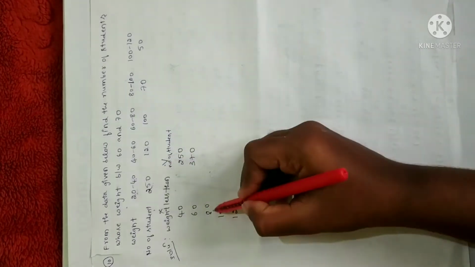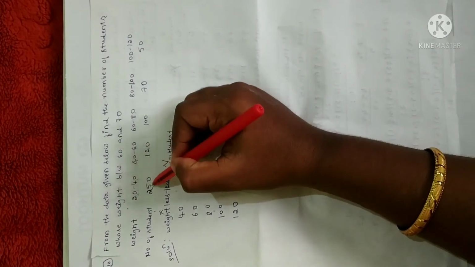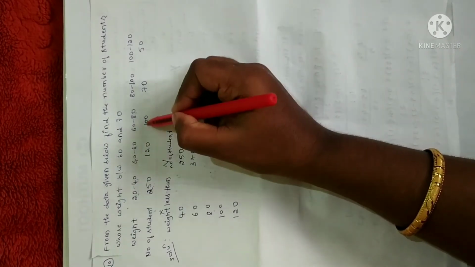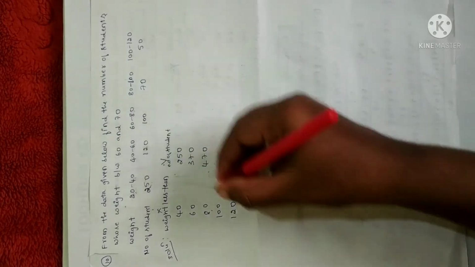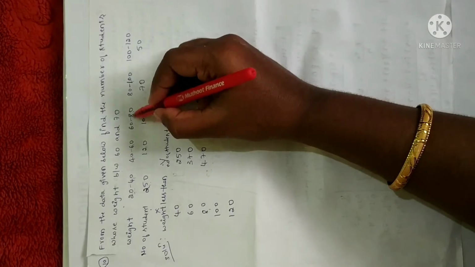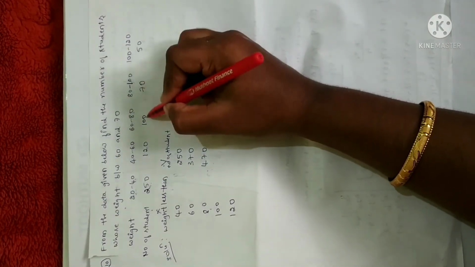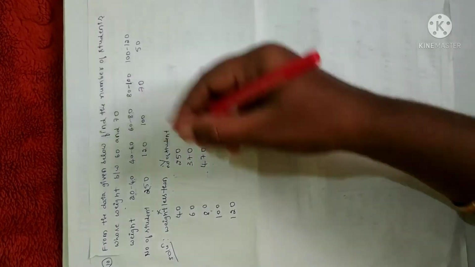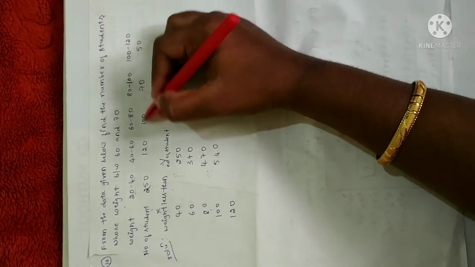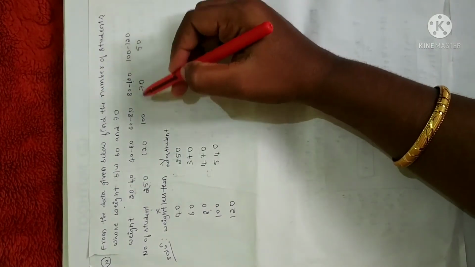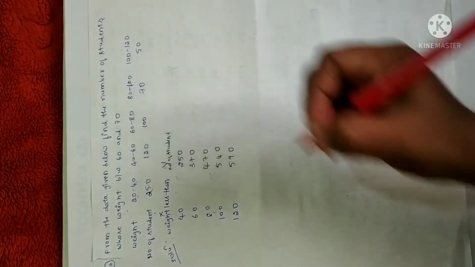Next, less than 80. Less than 80 in the sense 60 is also less than 80, 40 is also less than 80. So you have to add all these three values, 100 plus 120 plus 250. It will give you 470. Similarly, less than 100 in the sense all the 80 value, 60 value, 40 value is also less than 100. So you have to add all these values, 70 plus 100 plus 120 plus 250. That will give you 540. Similarly, less than 120 in the sense all these values are less than 120 only. 50 plus 70 plus 100 plus 120 plus 250. It will give you 590.